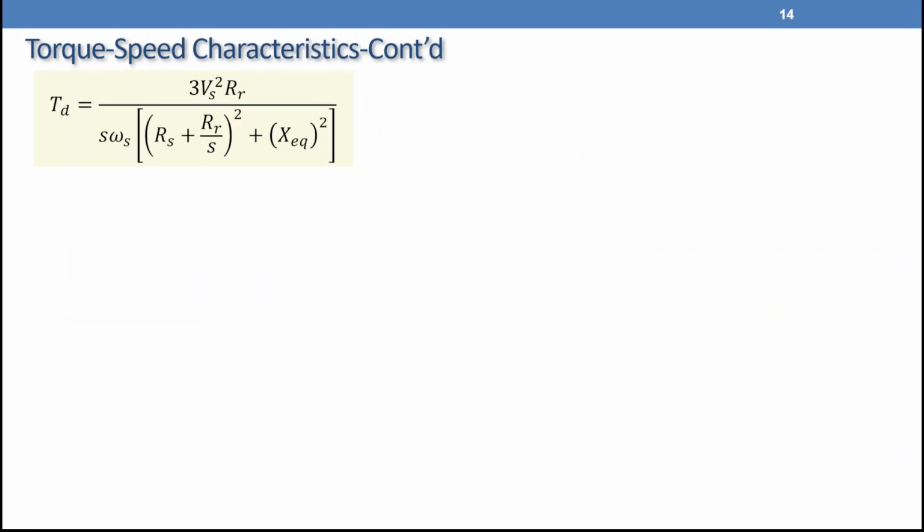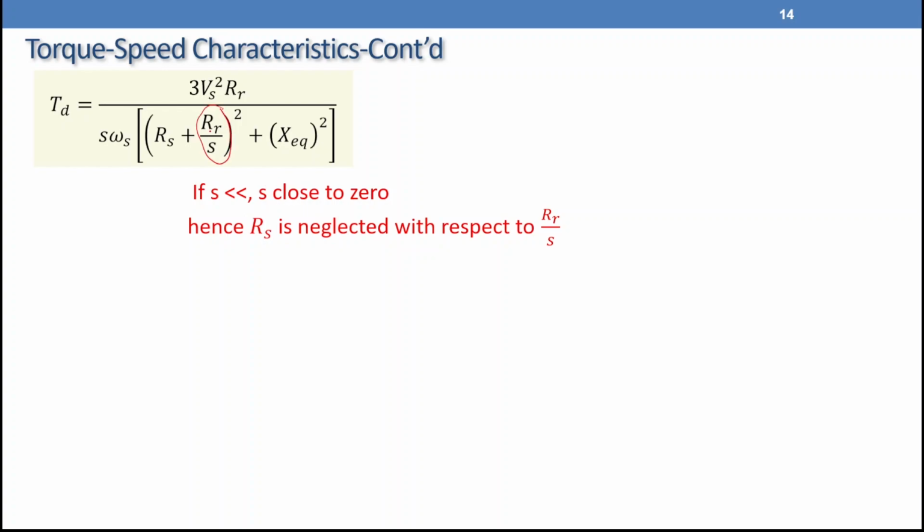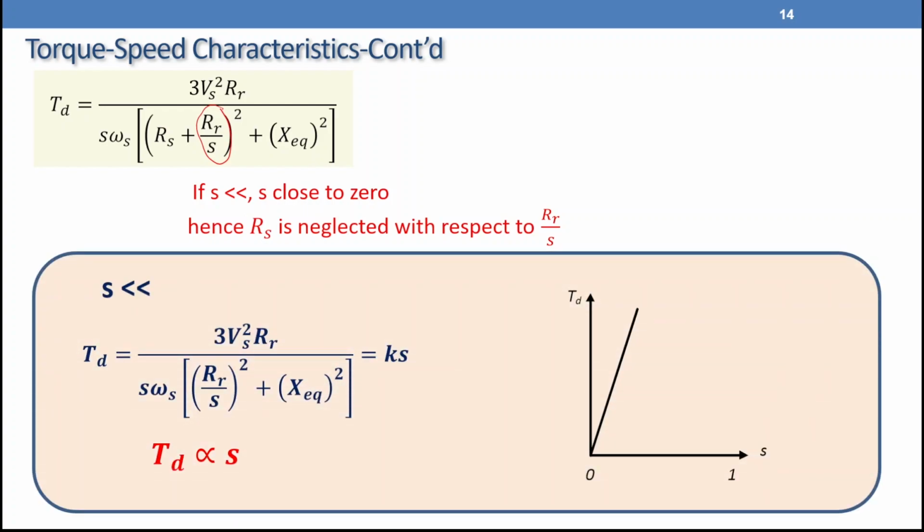But if S is close to 0, this means this term will be too high compared to R_S, and R_S can be neglected with respect to that one. So that one will be R rotor square over S square. We can take that one, put it here, cancel one of the S's with one of this S square. So in this case, torque equals K S, which is a linear function. So torque is proportional to S.